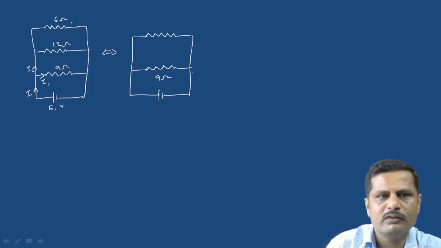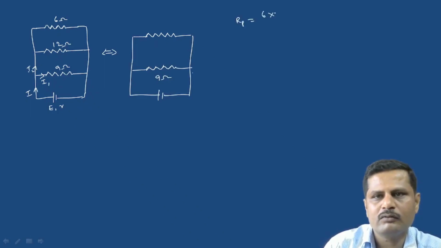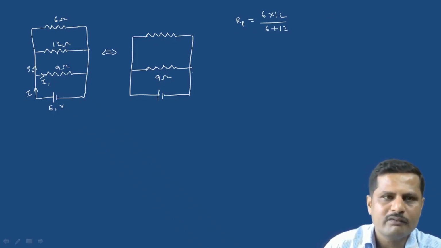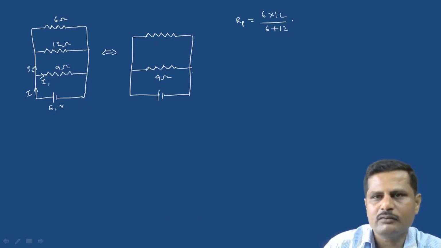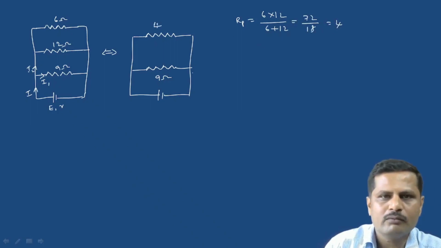The equivalent of these two resistances, that is Rp, is equal to 6 into 12 divided by 6 plus 12. By using the formula Rp equals R1 into R2 divided by R1 plus R2, we can calculate the effective resistance of these two, that is 72 divided by 18, which is equal to 4. So here Rp equals 4 ohm, and 4 ohm and 9 ohm.